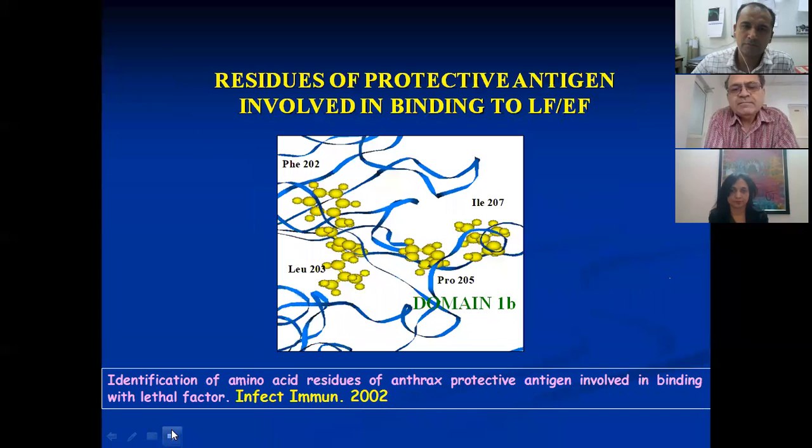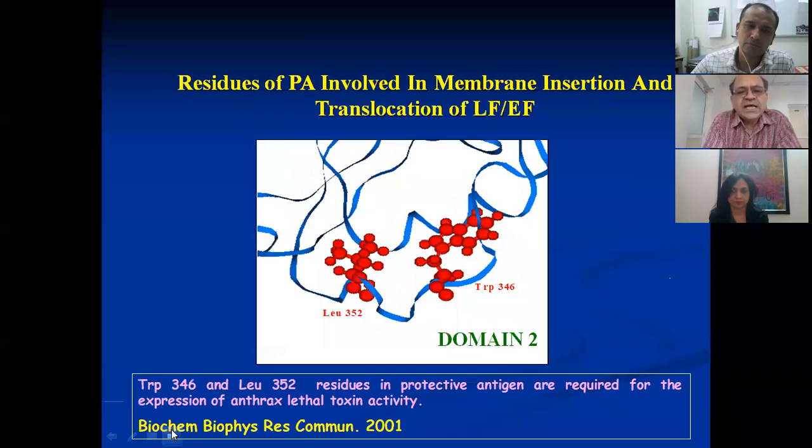For example, this is one of the domains where protective antigen is involved in binding to lethal factor and edema factor. So what we did, these 4 yellow amino acids, we changed to alanine by site-directed mutagenesis, and the molecule became non-toxic. Similarly, this is another domain where membrane insertion occurs. These 2 amino acids, leucine and tryptophan, if they change to alanine, it becomes non-toxic.